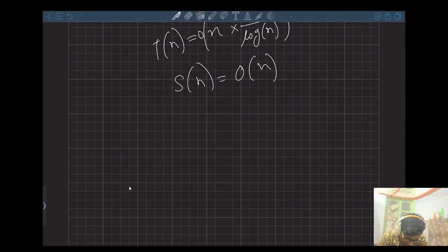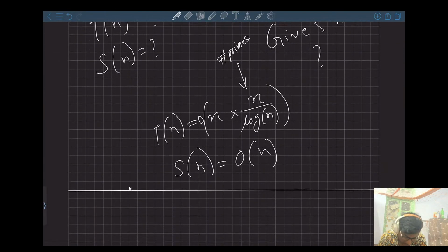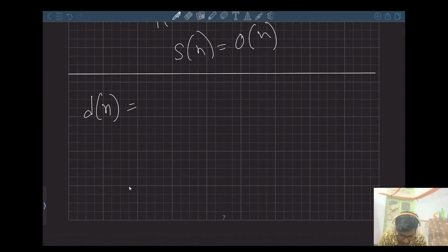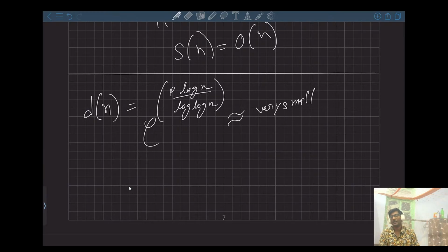Also, I wanted to mention some results from the divisor function. Like you may see in that article that the number of divisors of n is approximately equal to some e to the power log n by log log n times some constant, maybe let's say p. So this is very small, it's equal to, I should say, approximately. And p is some constant.